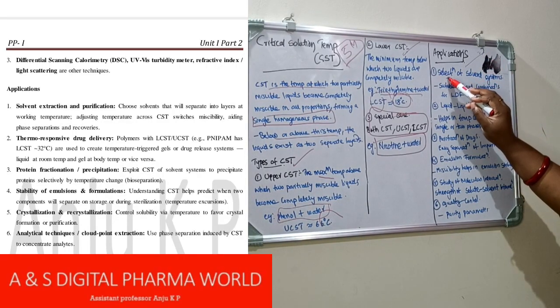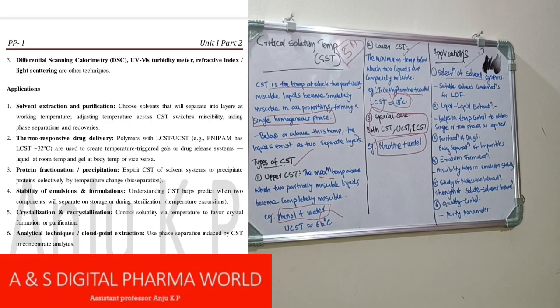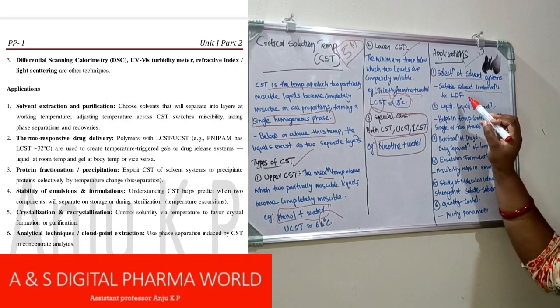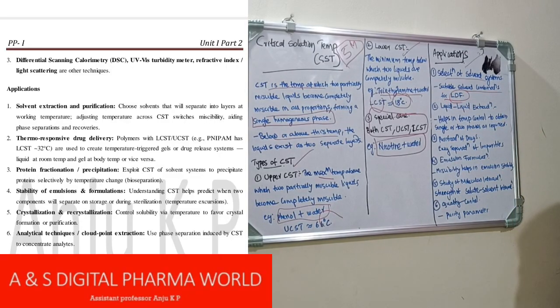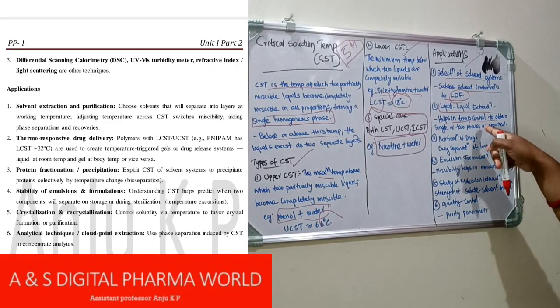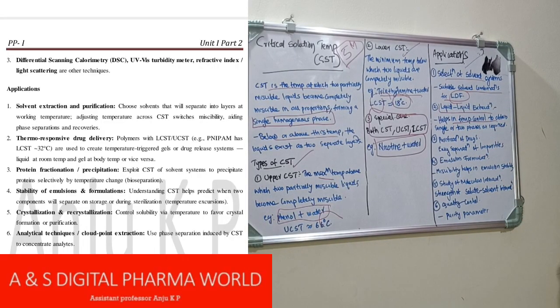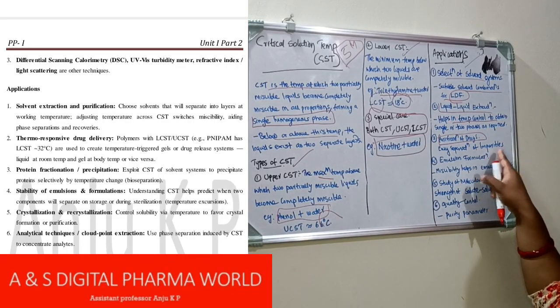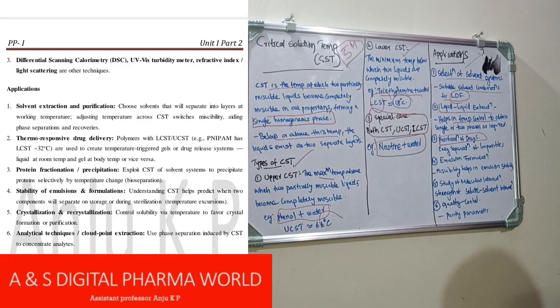The first application is the selection of the solvent system. That means when we are designing a formulation, it helps in formulation design. A suitable solvent combination for a liquid dosage form can be selected by using the critical solution temperature. Next, liquid extraction. It helps in temperature control to obtain single or two phases as required. Next is the purification of drugs. It allows easy separation of impurities based on the CST.